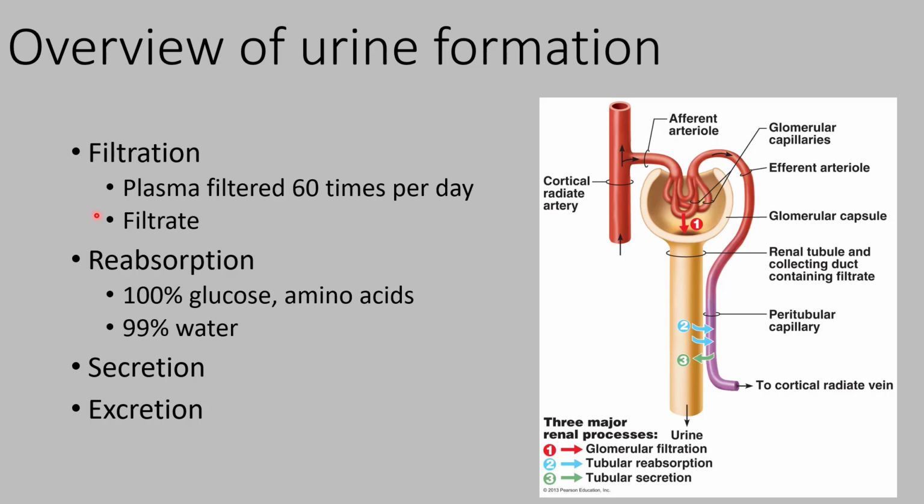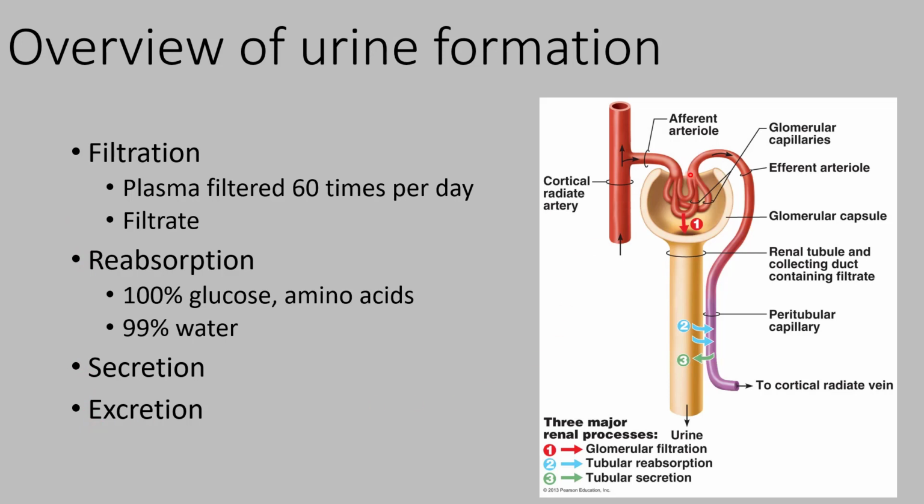So, 4 terms that we are going to be using a lot. And you've heard these terms before, but you probably haven't used them correctly or even heard them used correctly. In this chapter, it is incredibly important that you use the correct term the correct way. Those terms are filtration, reabsorption, secretion, and excretion. Those are the 4 steps of urine formation: filtration, reabsorption, secretion, and excretion.